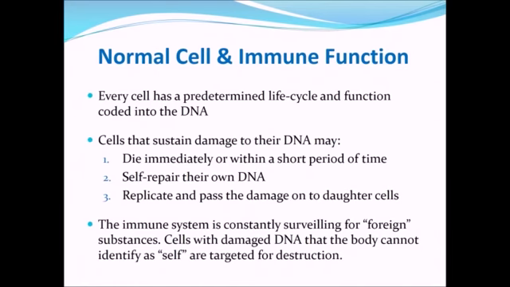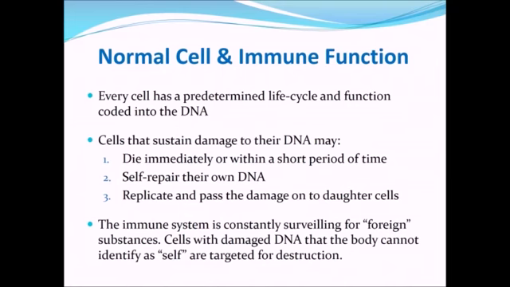We'll begin by talking about normal cell and immune function. It's important to understand that every cell in your body has a predetermined life cycle and function, and that's coded into their DNA. So for example, a liver cell knows it's going to be a liver cell, it knows its life cycle, it knows when it's going to reproduce, and it knows its function.